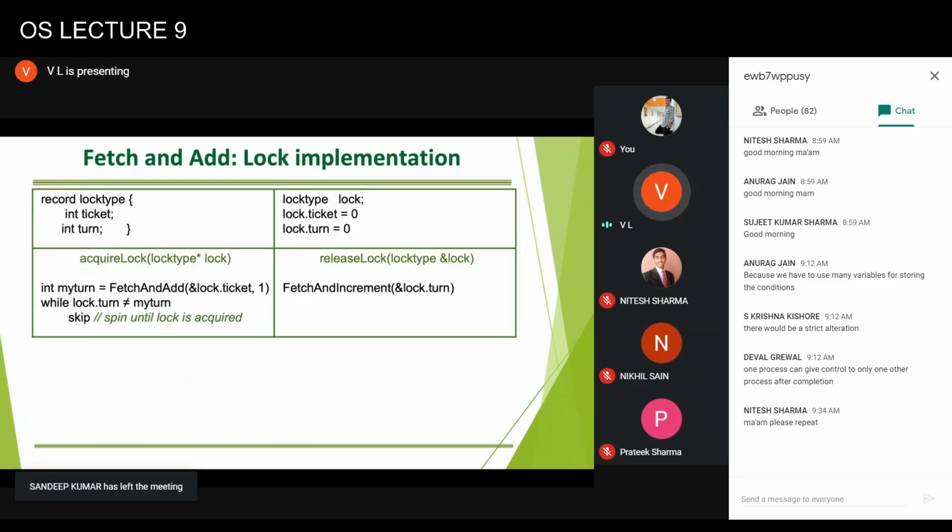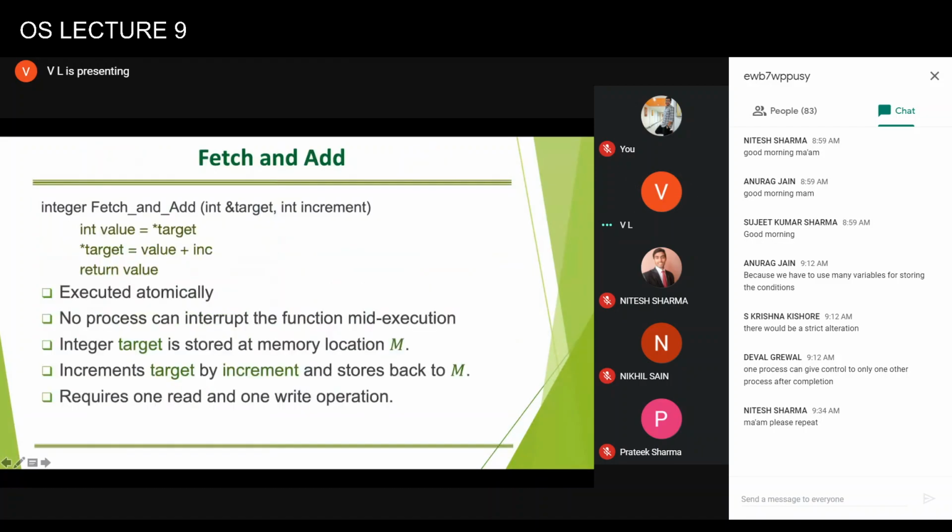And how do we actually implement a lock using fetch and add? We create a record, which is like a structure, and it contains two integer variables, ticket and turn. Initially, for the lock variable, both ticket and turn are set to 0. During acquire lock, a process will increment this ticket by 1, and the previous value will be returned when you call fetch and add.